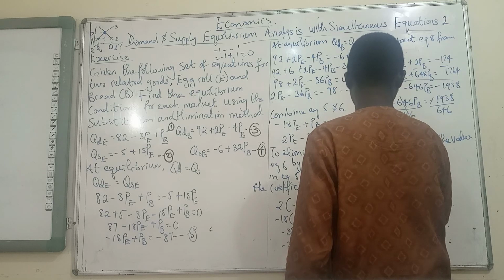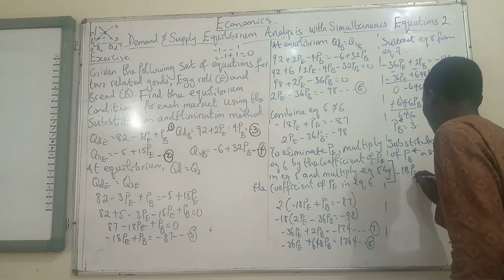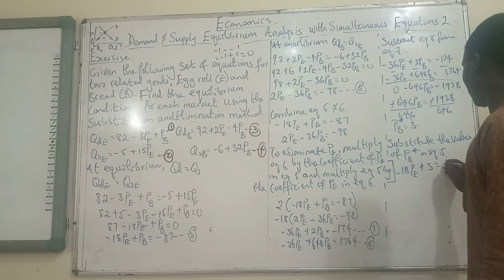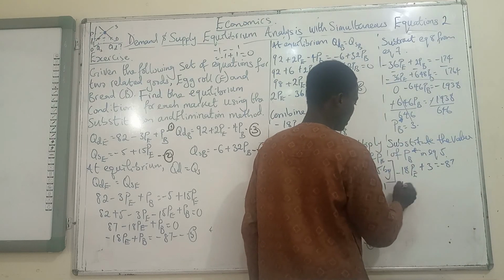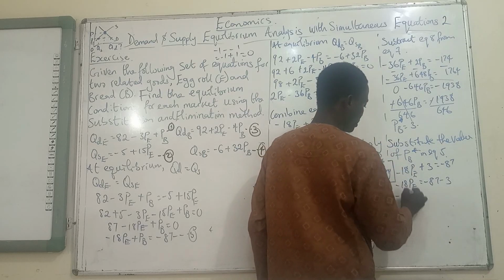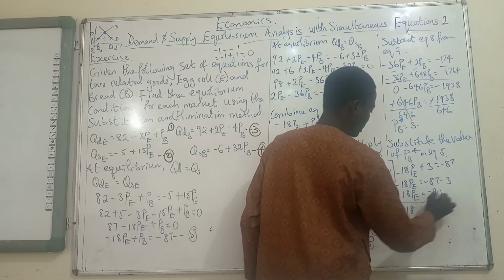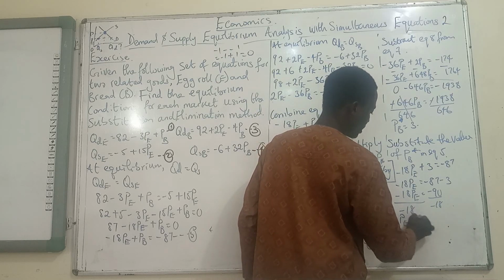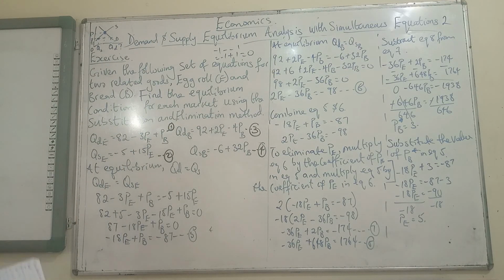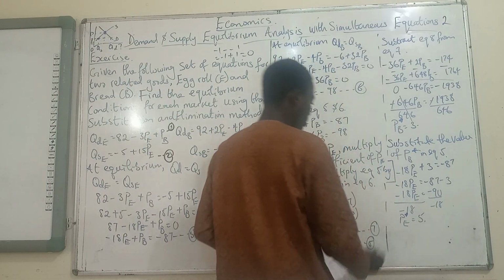That's minus 18 PE, that's what we are looking for, plus PB. What is PB? PB is 3, equals minus 87. So we have minus 18 PE equals minus 87 minus 3, and minus 18 PE now equals minus 90. We divide through by minus 18, and then PE equals 5. It's an equilibrium price, because this price also results in an equilibrium.